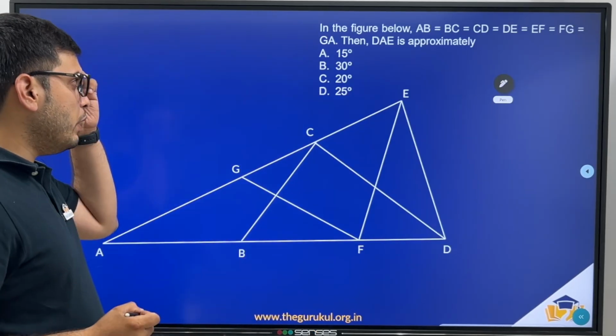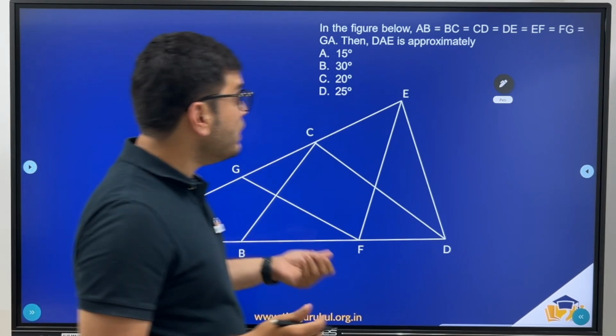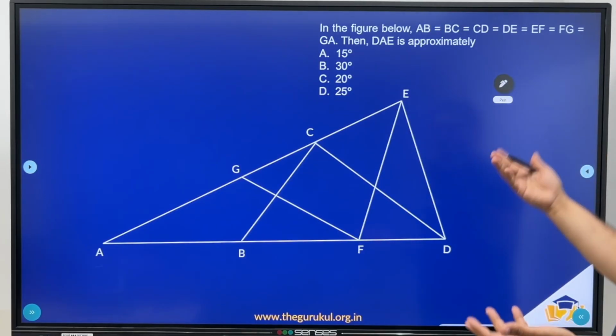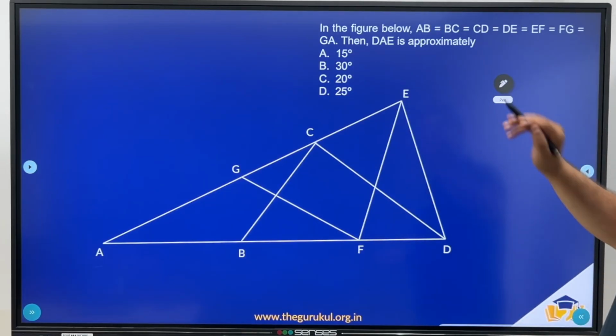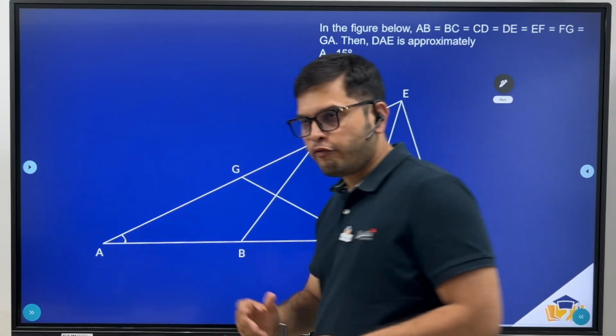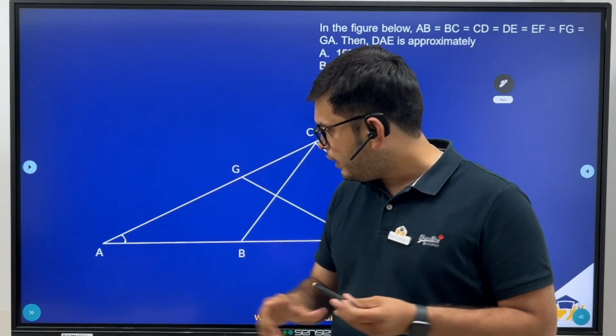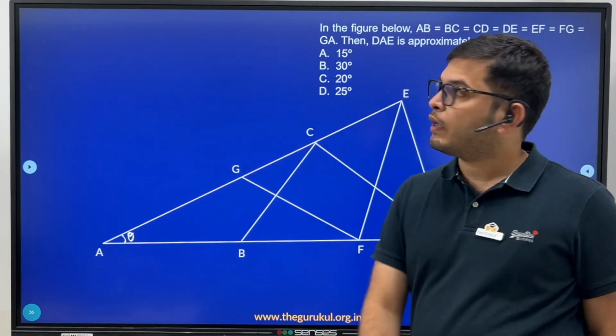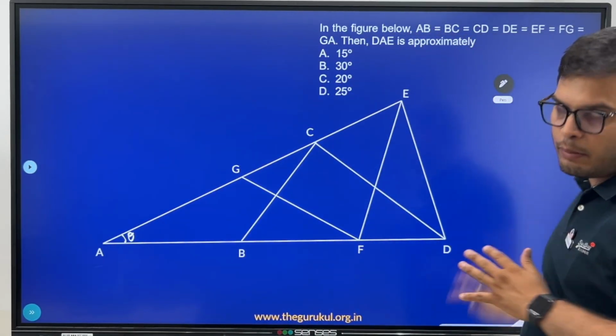Now in the figure below, AB is equal to BC is equal to CD is equal to DE is equal to EF is equal to FG is equal to GA, then angle DAE is approximately. So in this triangle, we are asked to find the approximate value of this angle. So this angle, let me consider that as theta. Now let's try using one by one.